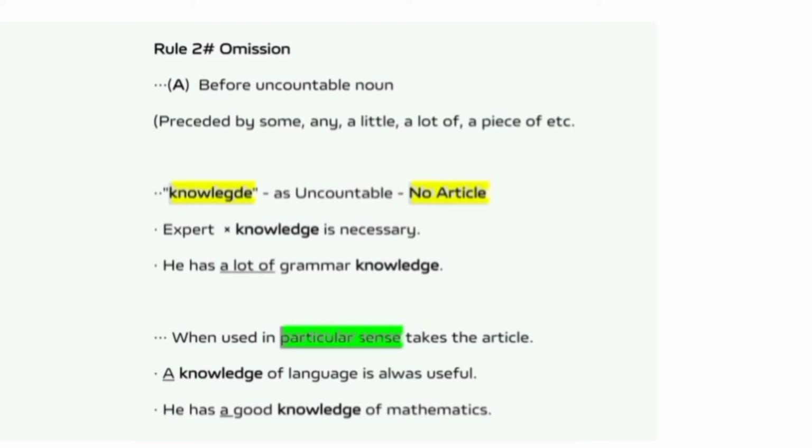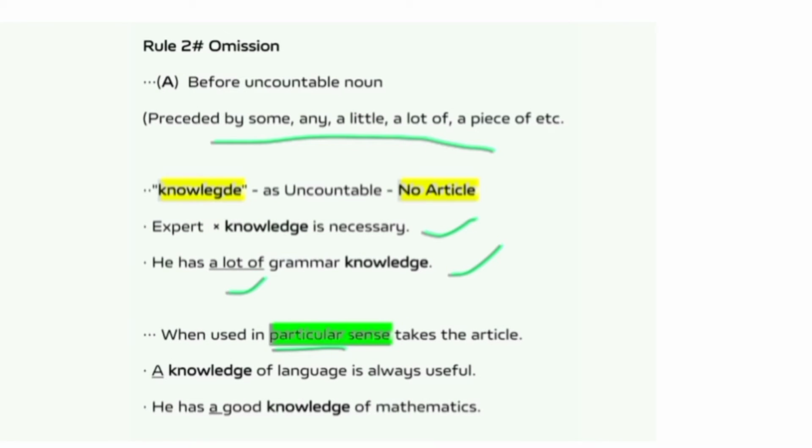Well, knowledge is also considered uncountable and it takes no article. Like, expert knowledge is necessary. But if you want to show the quantity, then we have to use these words before knowledge also. Like, he has a lot of grammar knowledge. But when we use it in a particular sense, it takes the article. Like in the sentence, a knowledge of language is always useful. And he has a good knowledge of mathematics.